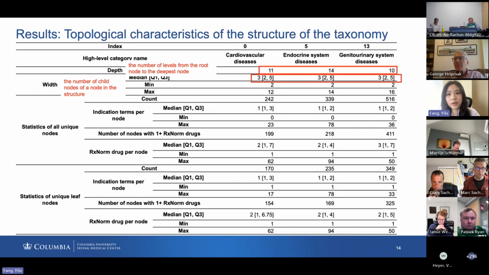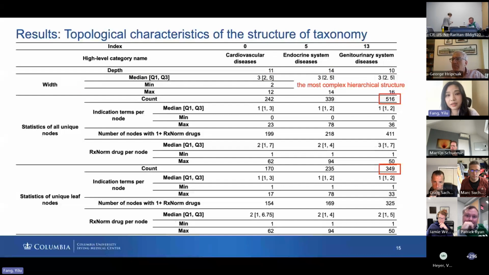So we picked three high-level categories and created their subtaxonomy. We investigated the depth of the subtaxonomy, which is the number of levels from the root node to the deepest node. And for all the three categories, they all had a depth of more than or equal to 10. We also investigated the width, which is the number of child nodes of a node in the structure, and the median width was 3 for all three.